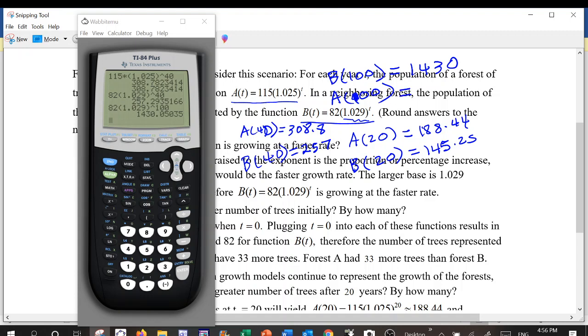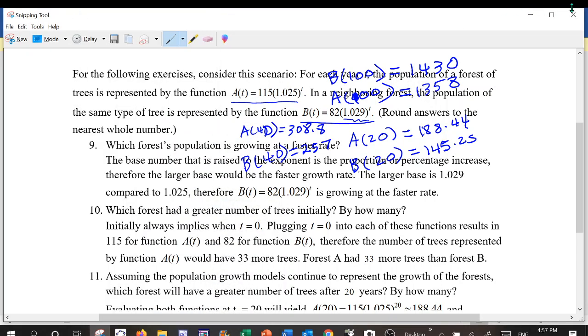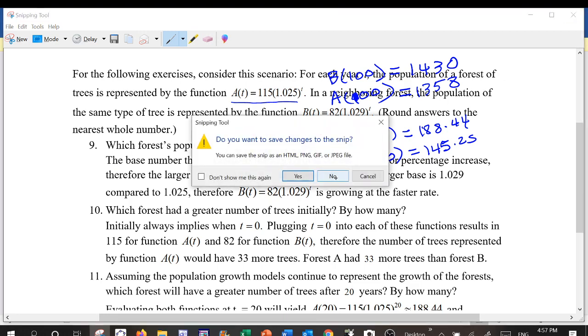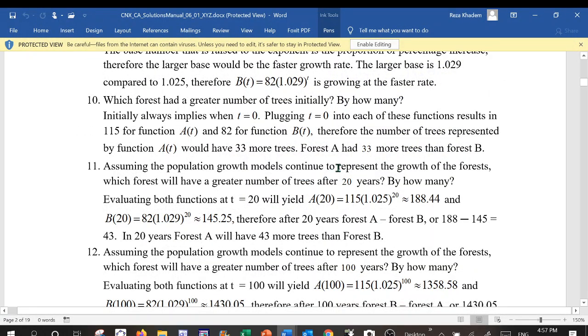Well, let me get the entry back. See what A of 100 is. A of 100 would be 1358. 1358. What does that mean? That means B caught up already. It's like 100 more approximately. All right, so that's how exponential functions actually grow. So let's do a few more.